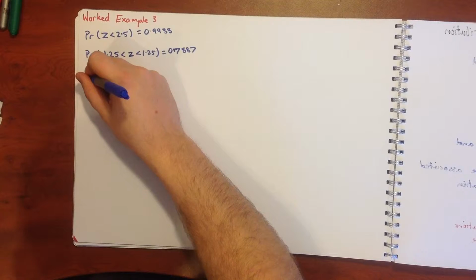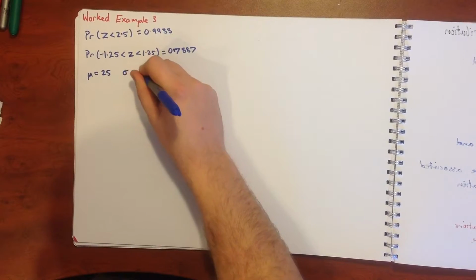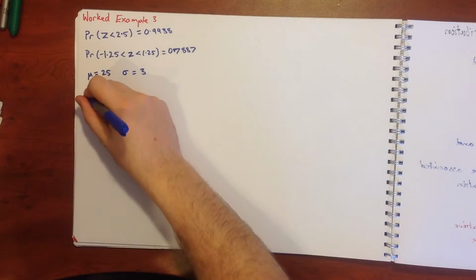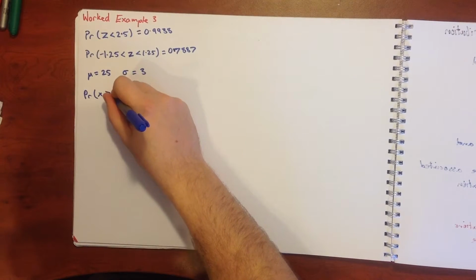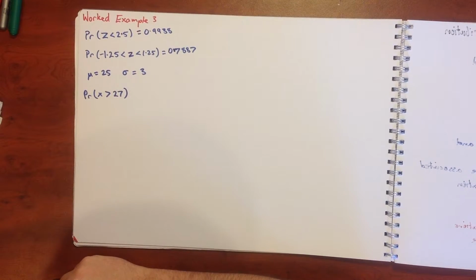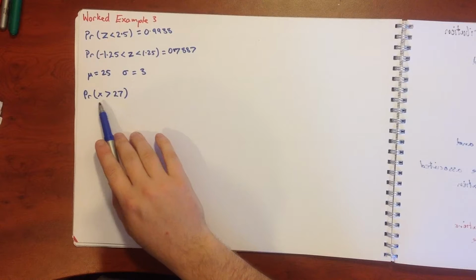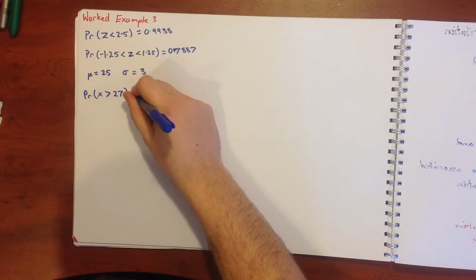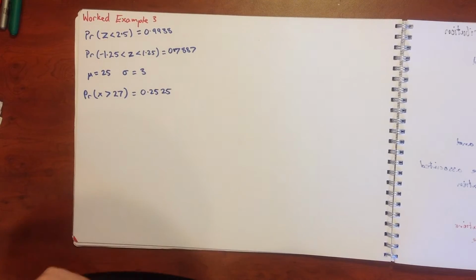Part B: x is normally distributed with a mean of 25 and a standard deviation of 3. We want to calculate the probability that x is greater than 27. Again, you can see with our mean of 25 and our standard deviation of 3, this is going to be one that we need to use our CAS calculator for. So we do that, and we get 0.2525.